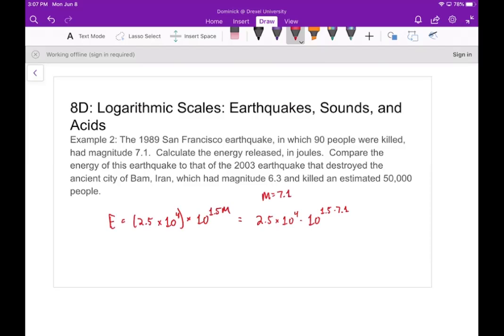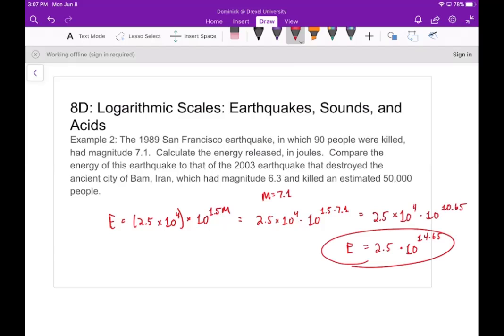So if we multiply 1.5 times 7.1, we're going to get that we have 2.5 times 10 to the 4th times 10 to the 10.65. Right, so it looks like we're going to get 2.5 times 10 to the 14.65. So this is the energy that was released for that San Francisco earthquake.